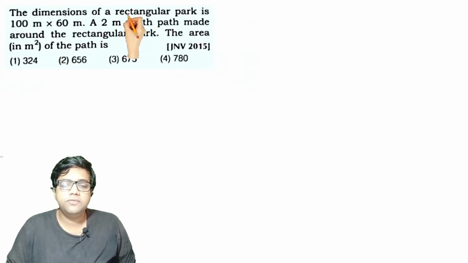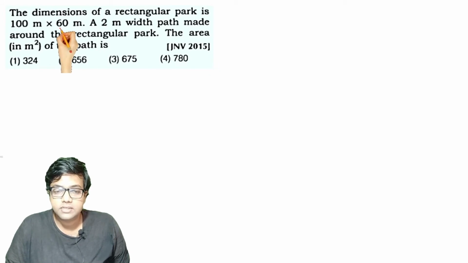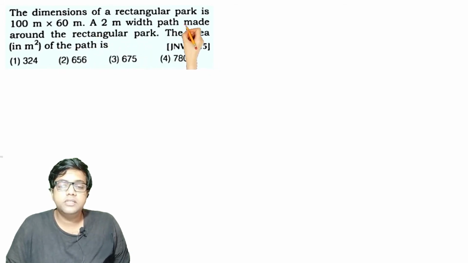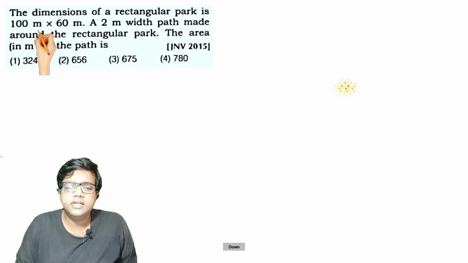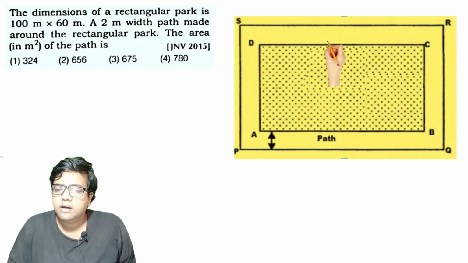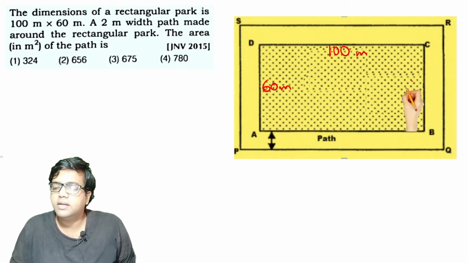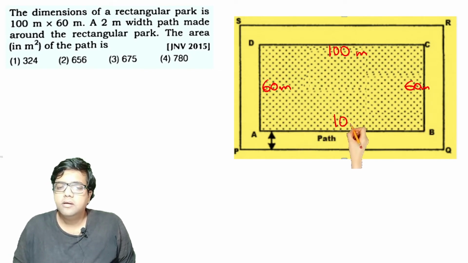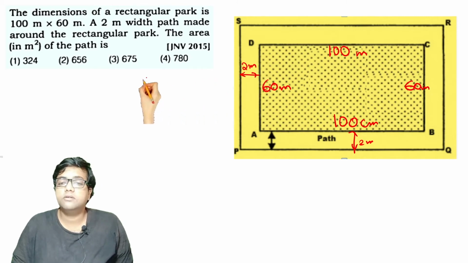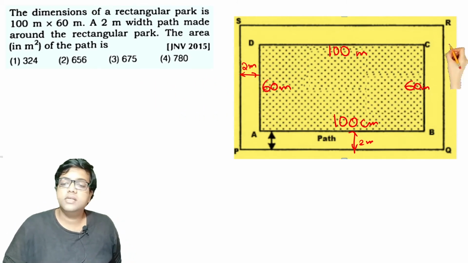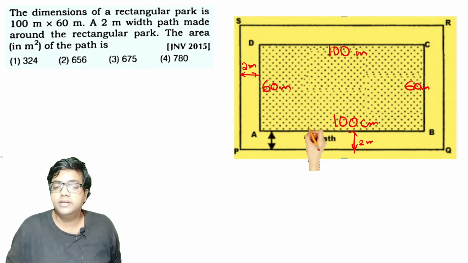The dimensions of a rectangular park are 100 meter into 60 meter. A 2 meter width path is made around the rectangular park. The area in meter square of the path is what? There is already a 100 meter into 60 meter park, 100 meter length, 60 meter breadth. So this park is already there. And there is a 2 meter width path made. This is 2 meter and this is also 2 meter. And what is the area of this path? We need to find only the area of this path.